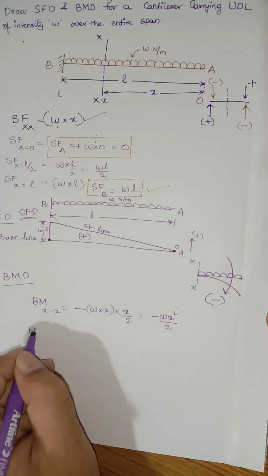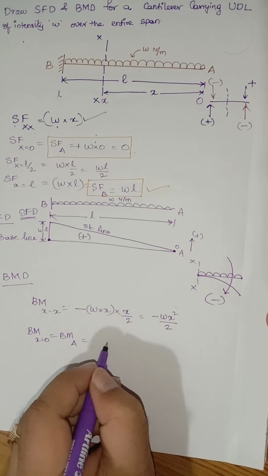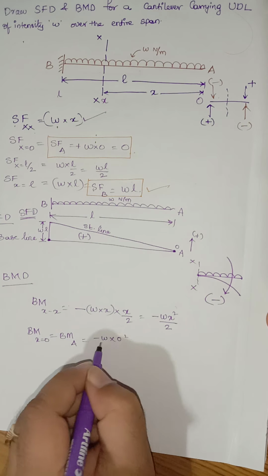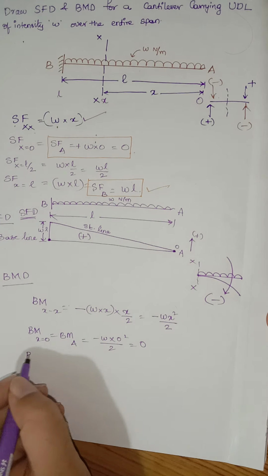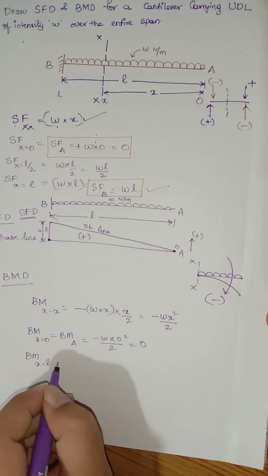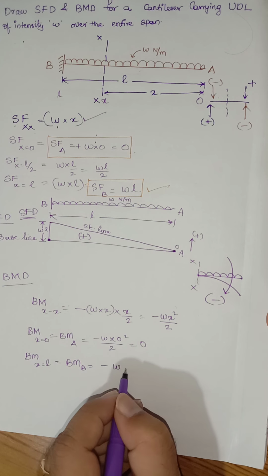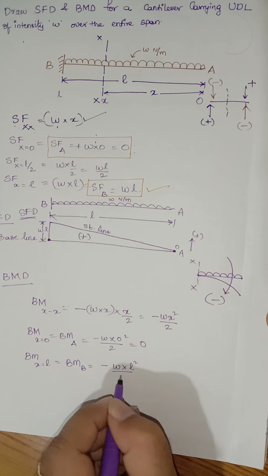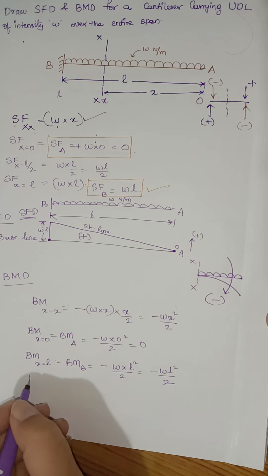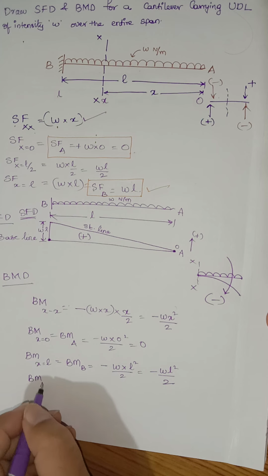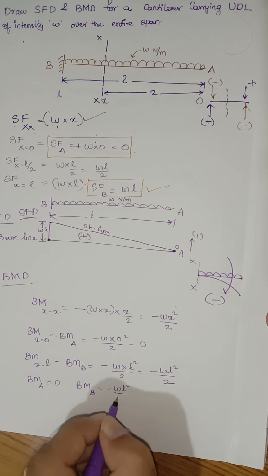Now I need to calculate the bending moment at section x equal to 0. That means the bending moment at point A. So this will be minus W multiplied by 0 by 2, which is equal to 0. Obviously we got that as 0. Next, the bending moment at x equal to L. That means the bending moment at point B. So this is minus W multiplied by L square divided by 2, that is minus WL square divided by 2. So we got the bending moment at point A equal to 0, and the bending moment at point B equal to minus WL square divided by 2.